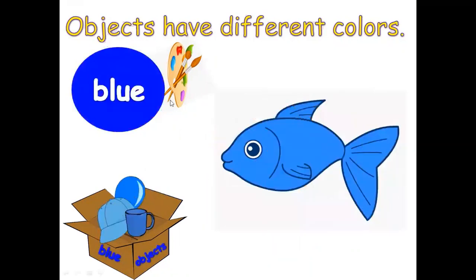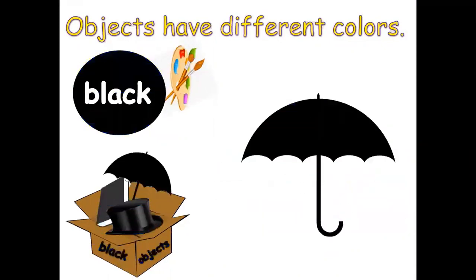Now, what's this color? Blue. So what's this? It's a fish. What color is it? It is blue. So what's this? It's a blue fish. Good job. So repeat after me. Blue. Blue. Good.